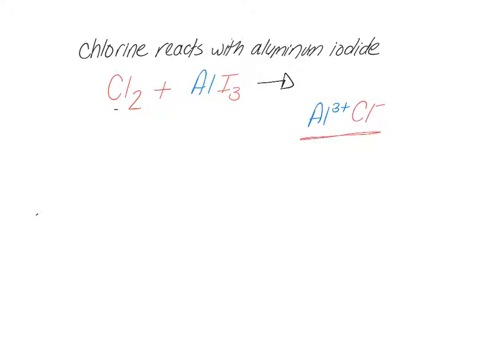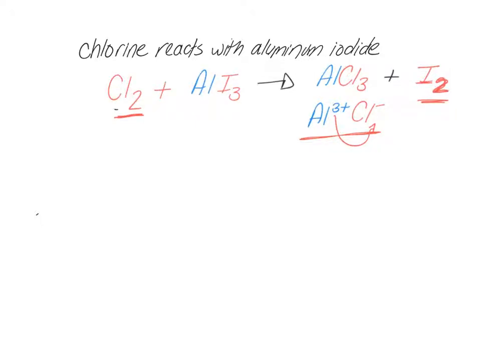Now, what would the compound look like? So this 3 is going to go down here, right? So we should have Al and then Cl3. And then who doesn't have a dance partner now? That would be the iodine. And iodine is a diatomic atom. So just like chlorine was written like this, we have to write iodine like this.